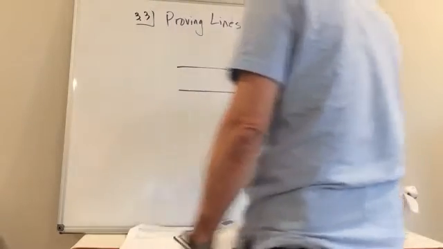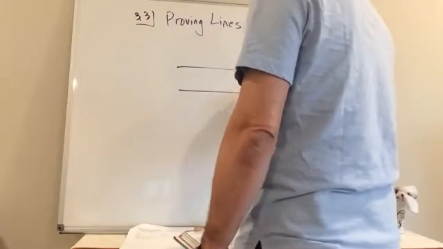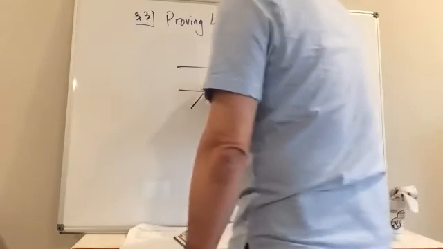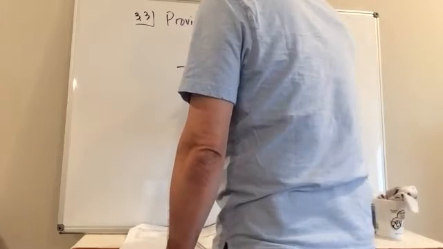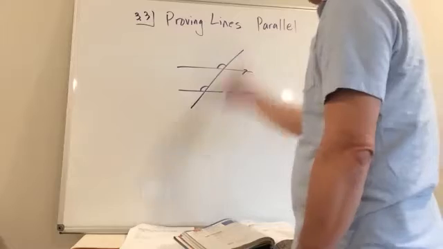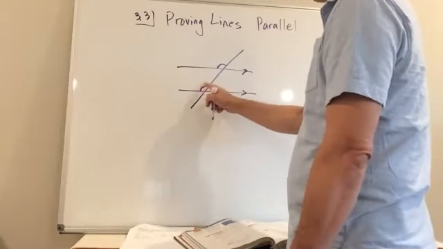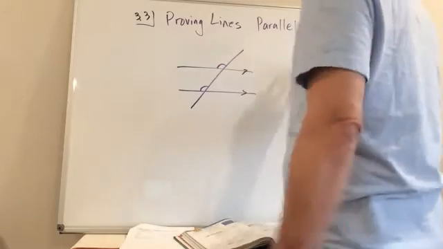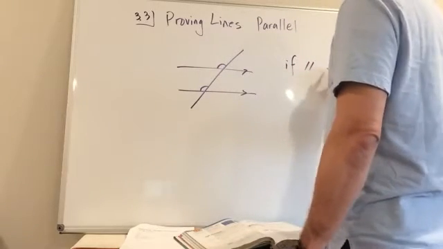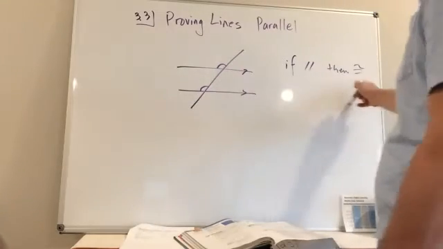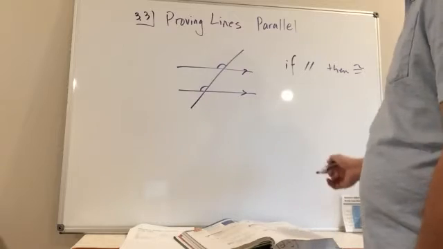Previously we learned that if I have two parallel lines and I cut them with a transversal, then the corresponding angles are congruent. In other words, if parallel, then the corresponding angles are congruent, right? Okay. Now we're going to do the converse.